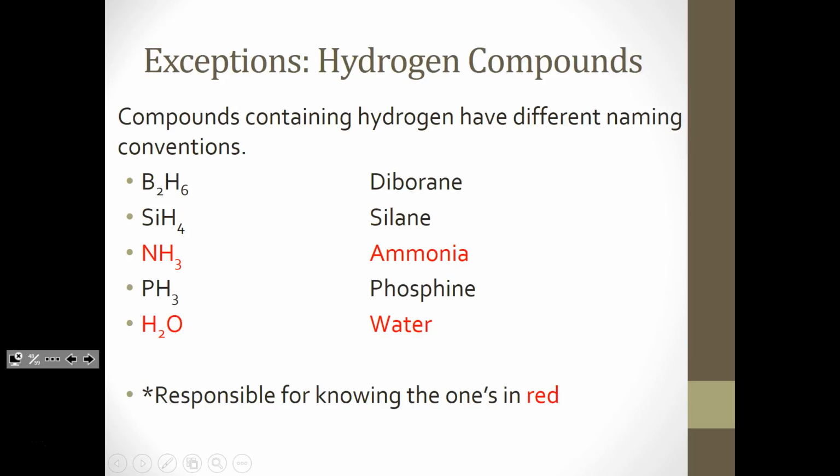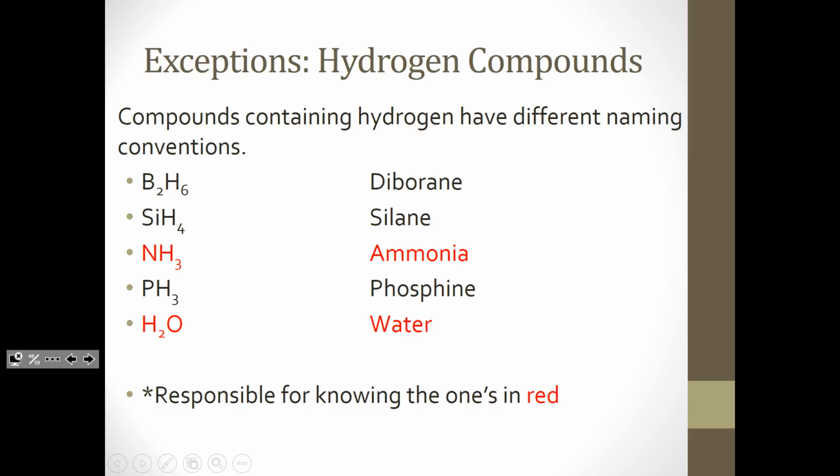And then the other exception I want to cover in this video are the hydrogen compounds. Hydrogen compounds, just like it sounds, are hydrogen-based compounds. And so you can just take a look at this list here. You can see that obviously there's some different naming conventions than we're used to. For example, B2H6 would not be diboron hexahydride like we learned earlier. It would just be diborane. They have special namings. The only ones I need you to know are 2 of them, the ones in red.